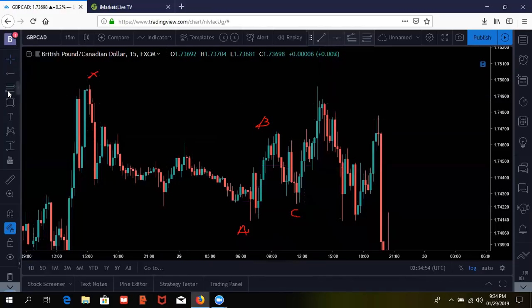What I want to do now is take my fib, and when we're looking for a Gartley pattern, that B leg tells you what you're looking for. That Gartley pattern is going to give you a zone to trade out of, just like it did on GBPCAD.